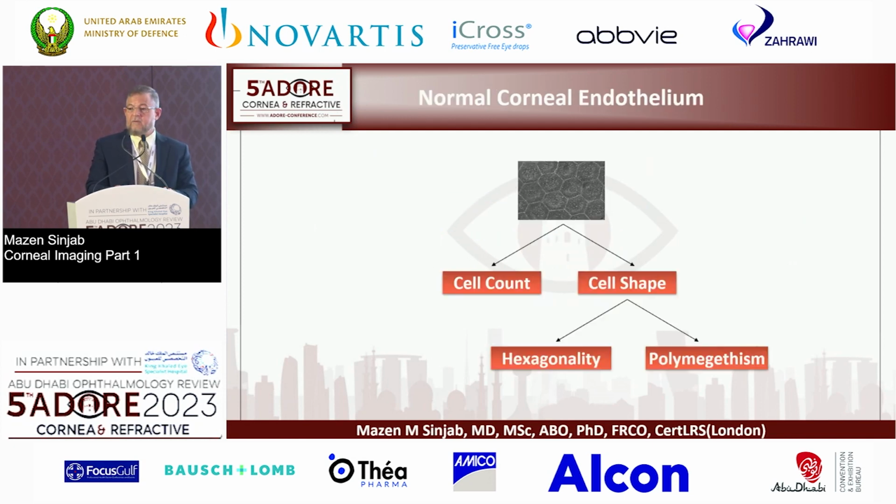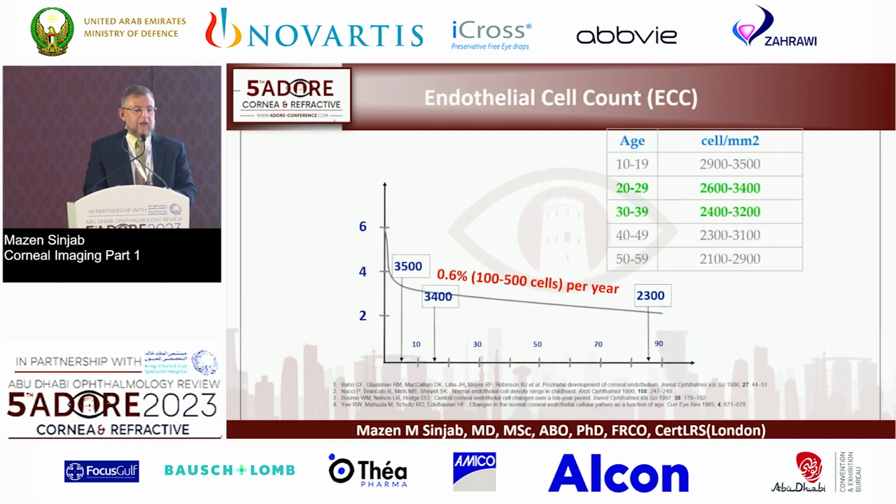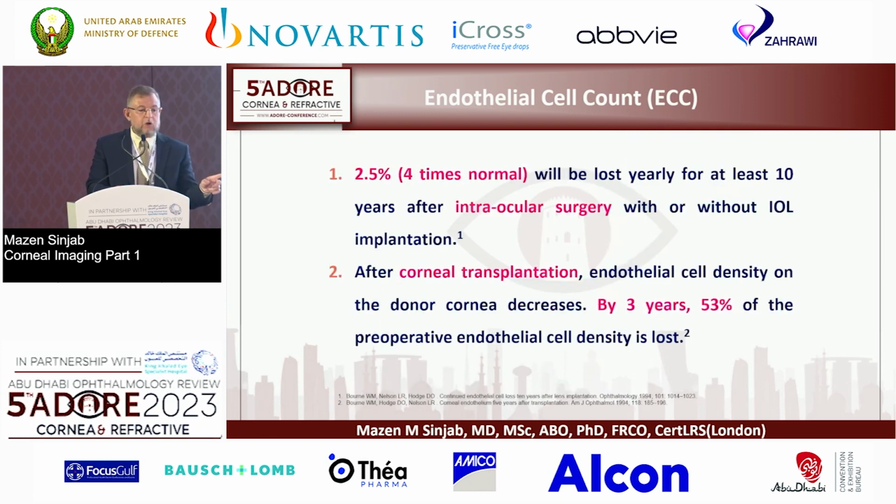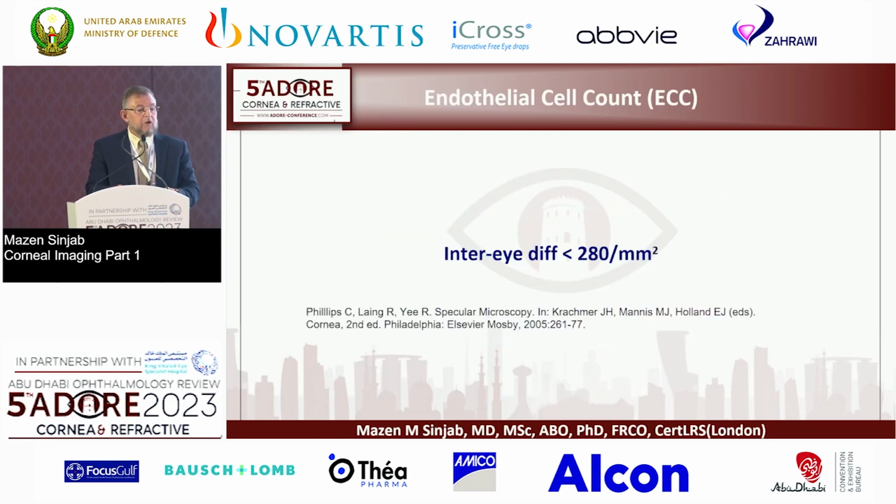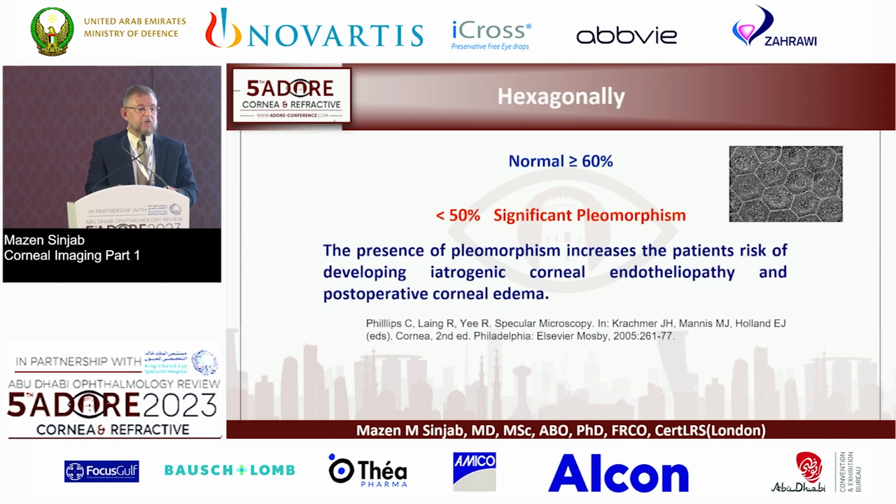Specular microscopy: we have to study the cells in terms of count and shape. It's not only how many cells we have. And we know that the cells decrease by age, and they decrease by our hands when we do something inside the eye. So instead of the decrease being 0.6%, it becomes 4 times more when we do any intraocular surgery with and without IOL. And remember to choose the best cell count when you choose any corneal graft, because 50% of the cells will be lost after 3 years. Of course, you have to compare between both eyes as well.